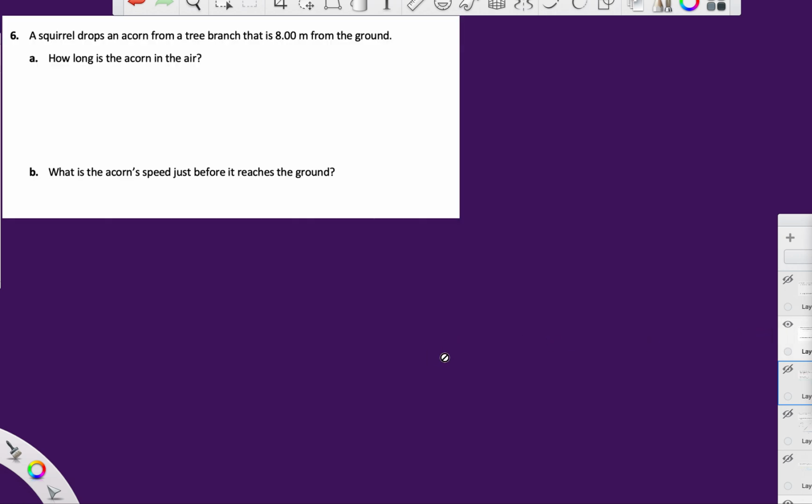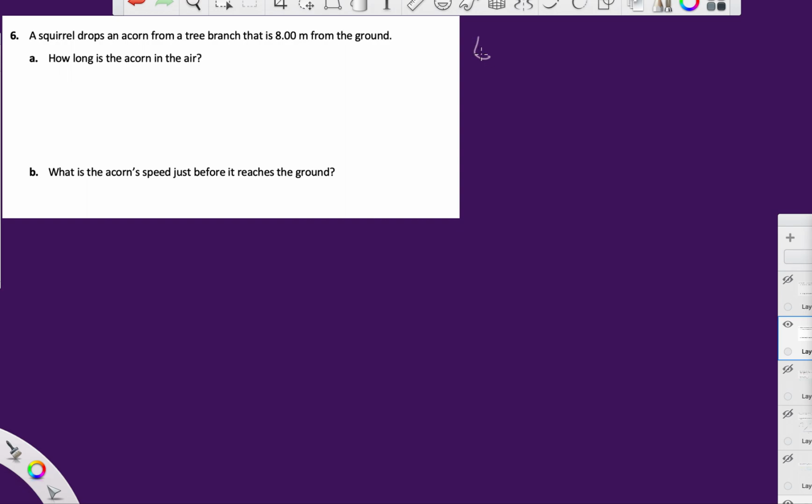All right, last question for anyone who's not in an honors class, and this is the problem I told you that I usually put on a test, and here it is. I'll give you the formula, and you will be able to do that. Sorry about the school bell. All right, a squirrel drops an acorn from a tree branch that is 8 meters from the ground. How long is the acorn in the air?